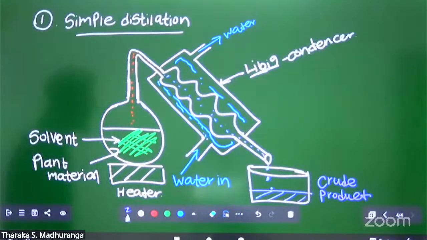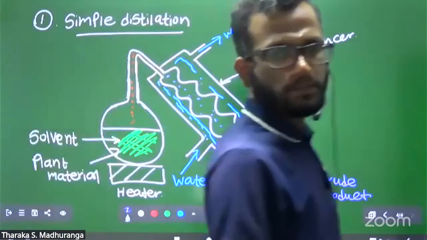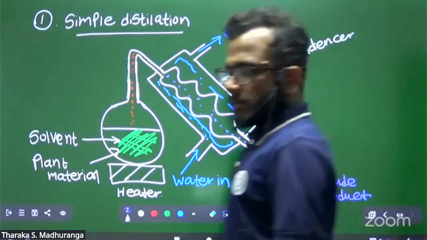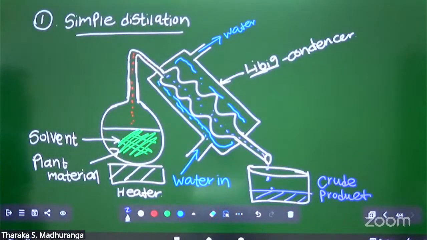That's the crude product. Okay, are you good? Did you get the process? Tell me, any doubt in the simple distillation? It's very simple. I think you already know simple distillation from O-level time. Quickly send me. Are you okay?